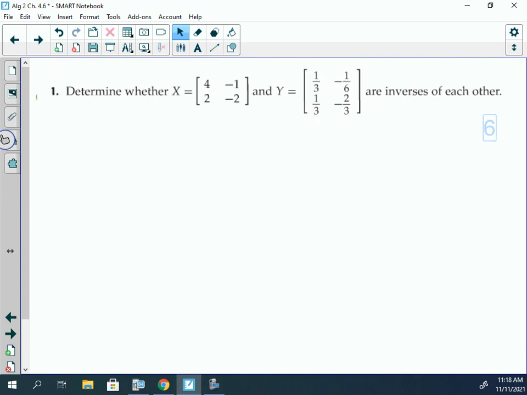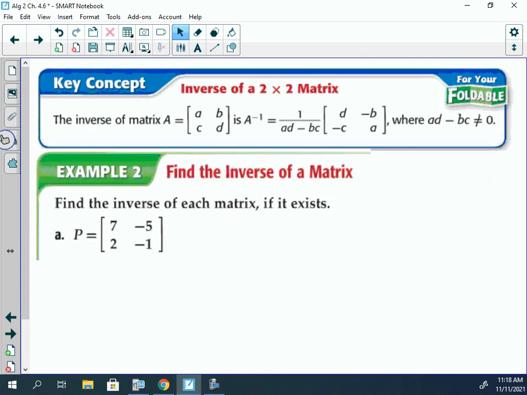Okay. Now, we do have a formula for actually finding the inverse of a 2 by 2 matrix A, with entries A, B, C, D. A to the negative 1 is telling us that's our inverse. It is going to equal 1 over AD minus BC, multiplied by the matrix D, negative B, negative C, A.